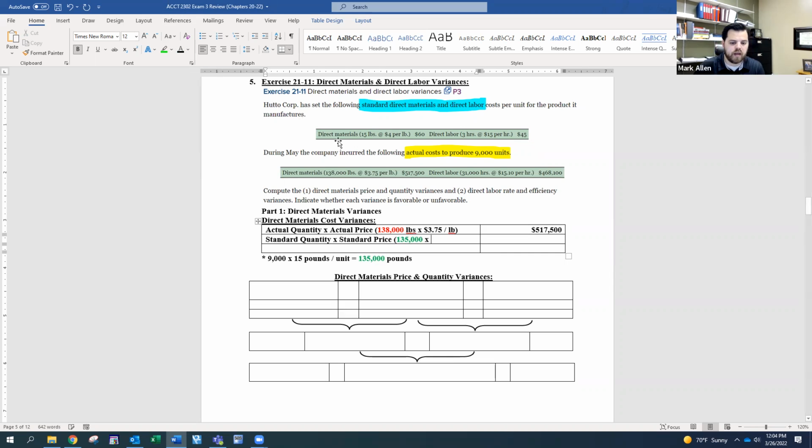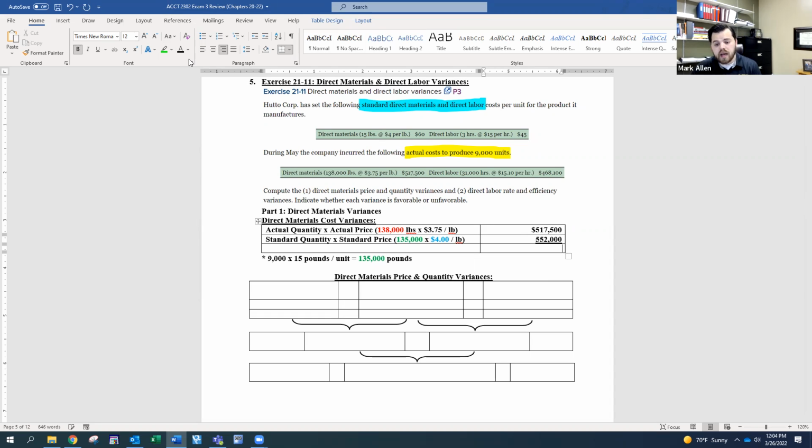Let's go ahead and get us back to just black for a second. Times, and then what we need now is my standard price. And remember, our standard price was given to us right here as $4 per pound. So $4, and then of course per pound. And when we do that, what we're going to come out to here is a total of $552,000.